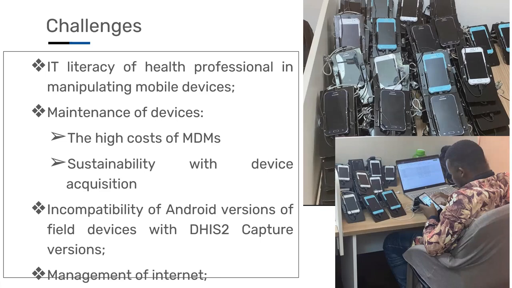For that, one of our approaches when we are doing capacity building is to make sure that one of the first things we teach them is how to use a mobile phone, because it starts from there. Also, maintaining the devices has been a big challenge, because we have high costs to use the MDMs, and sometimes we have to use the non-paid version, and then we have this limitation on helping people remotely.